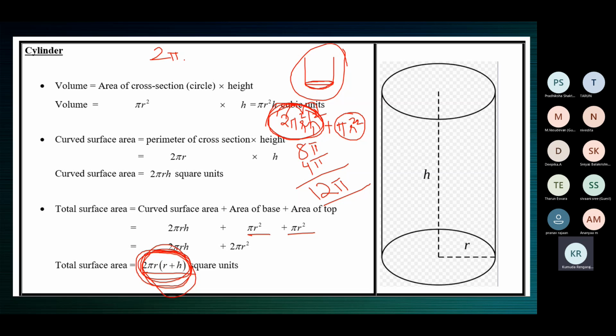So the curved surface area, which is 2 pi r h, plus the area of the base, which is pi r squared. This is the expression you would use to find the total surface area of a glass tumbler, a cylindrical glass tumbler.